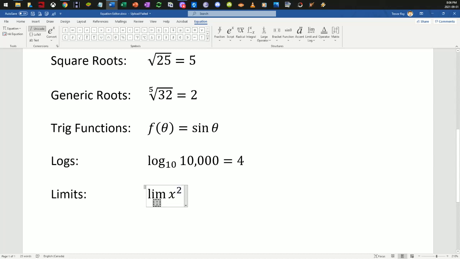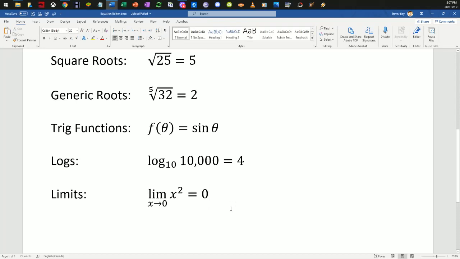Okay, so I could do something like the limit as x, and I think I can use the symbol over here, this little arrow, x approaches 0. And a limit is basically just saying what happens to this as you approach a certain value for x. So obviously, as you get closer and closer to x equals 0, as x gets very, very small, approaches 0, x squared approaches 0. That's all a limit is. It becomes very useful in calculus and advanced functions when you're trying to do stuff.